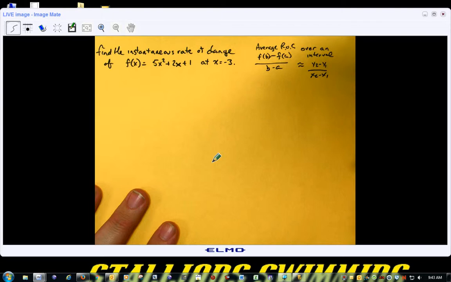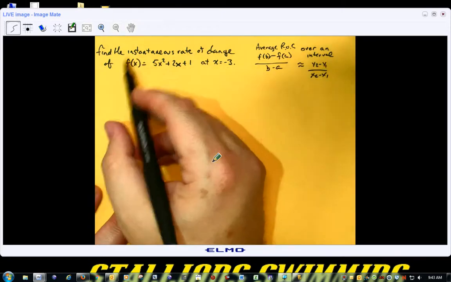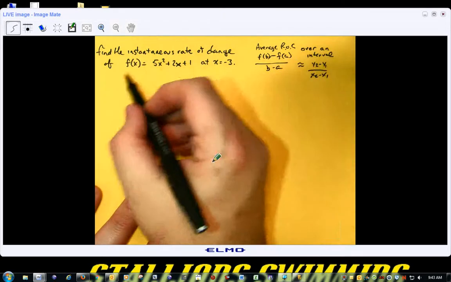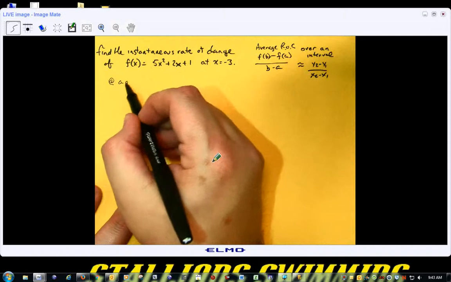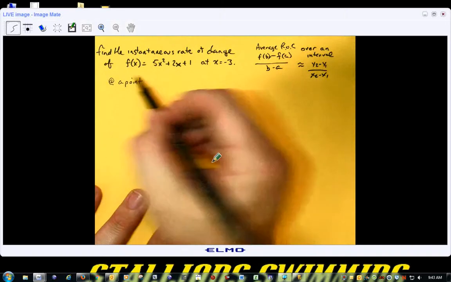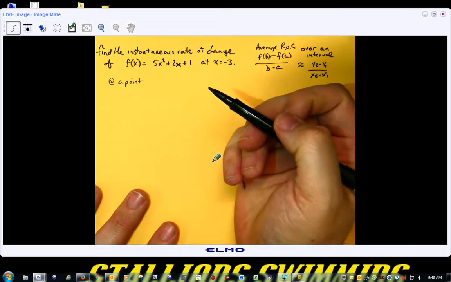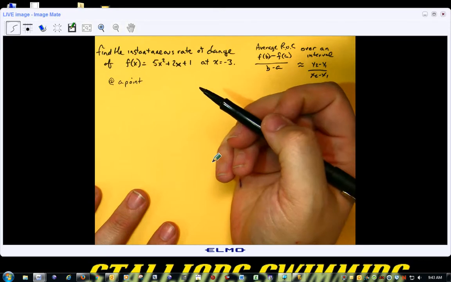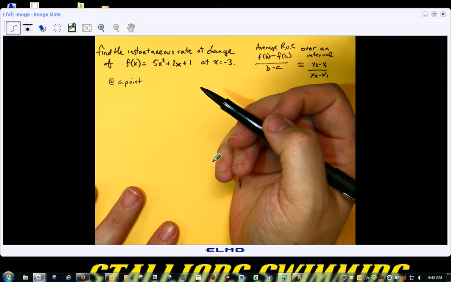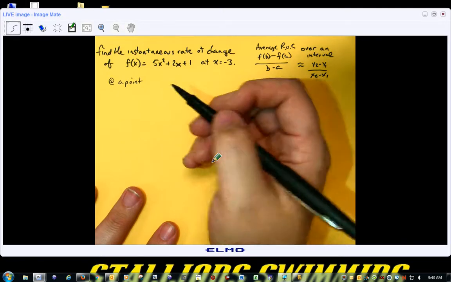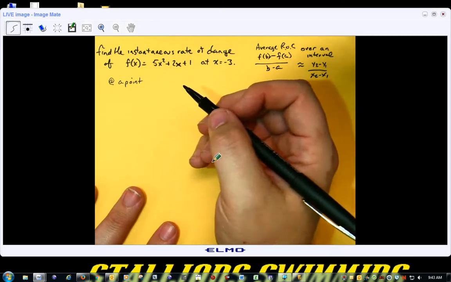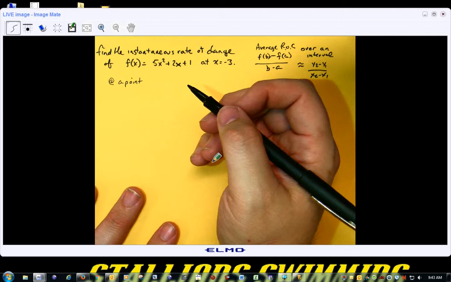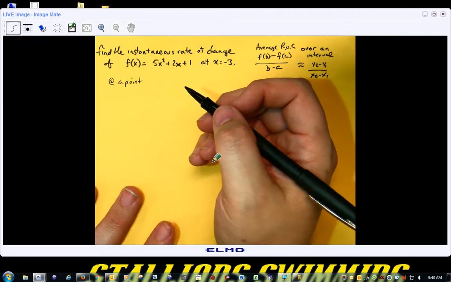That's slope. Now, instantaneous rate of change is always at a point. How do we calculate the slope at a point? I was going to say dirigible for some reason. The derivative evaluated at that point, which is the slope of the tangent line.